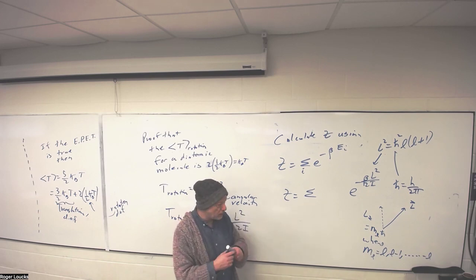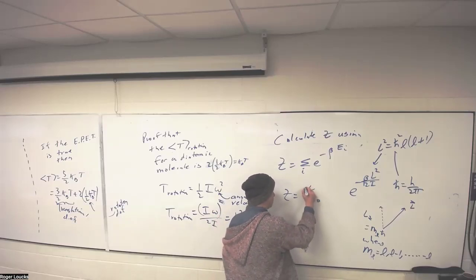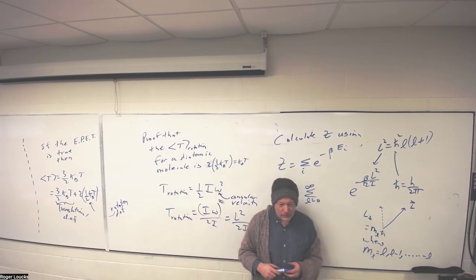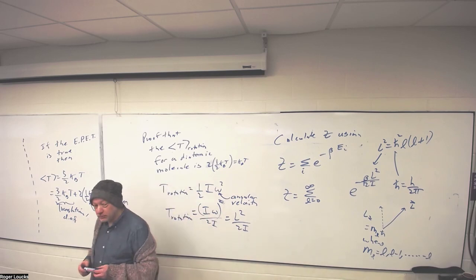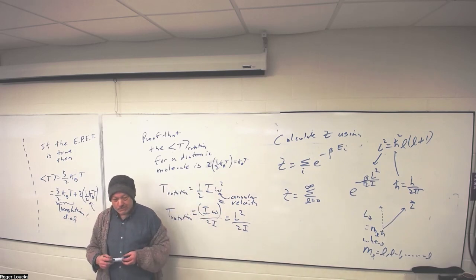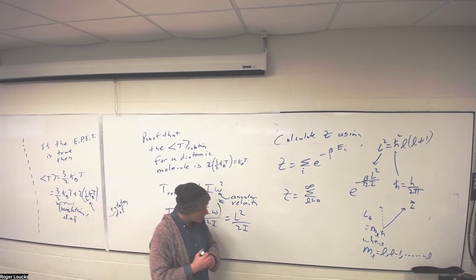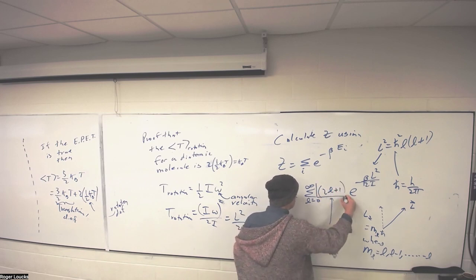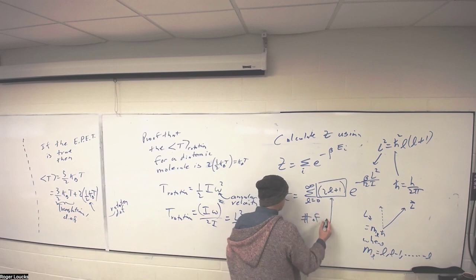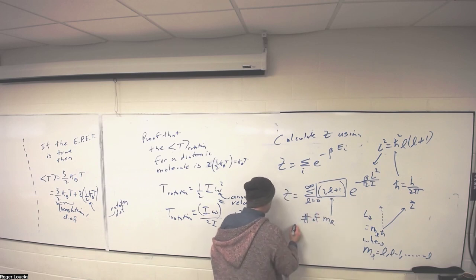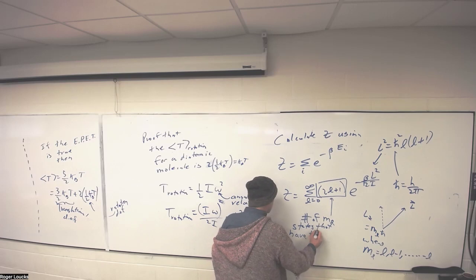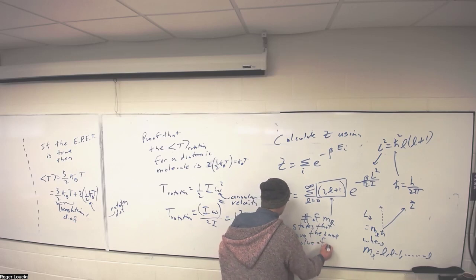So what are we going to sum over here? We're going to sum over all L values, L going from 0 to infinity. But for any given value of L, how many states are there which would have the exact same value of energy? There's 2L plus 1. This is the number of M sub L states that have the same value of L.